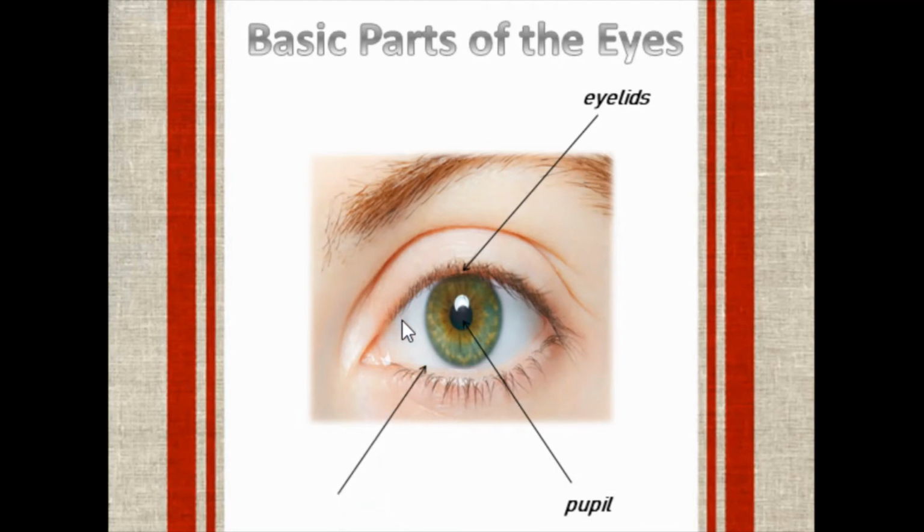how about the white part of our eyes? What do you call it? It is sometimes called the white of the eye. Well done! It's the sclera. Sclera.